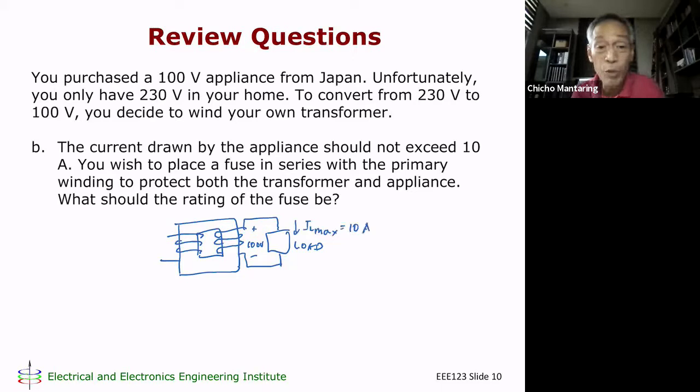Maybe the load will burn if we allow the load current to exceed that. So what do we do? Here on the primary, this is my source, and this is 230 volts. I will put what we call a fuse. So how does a fuse work? The fuse has a rated current. If the current exceeds the rated current, the fuse will blow. This will become an open circuit. The fuse will burn, and therefore my transformer and my load are now protected.